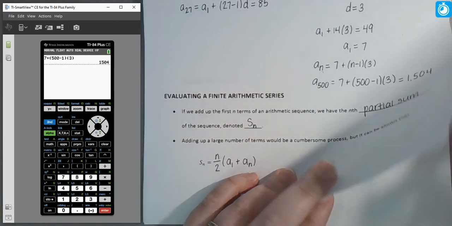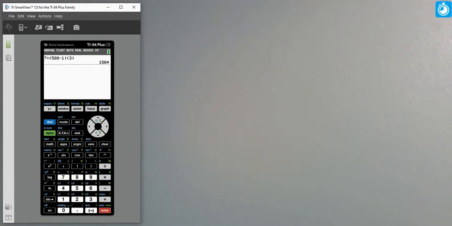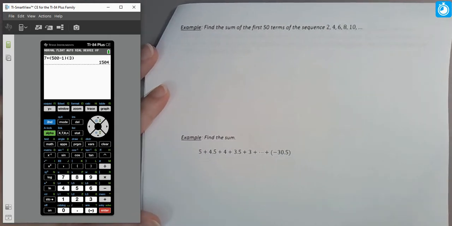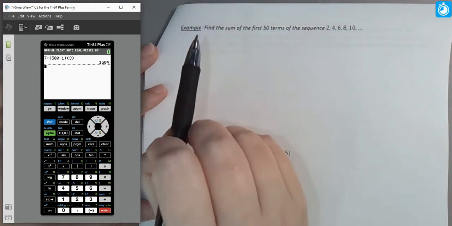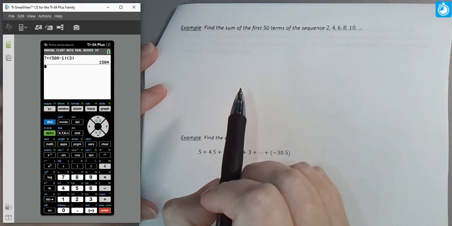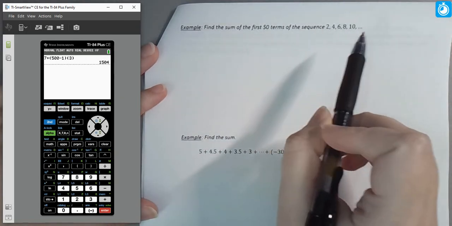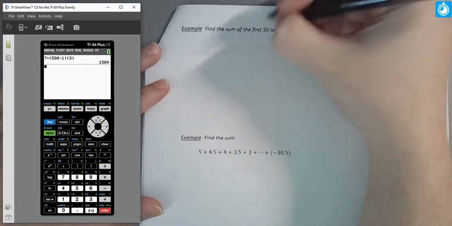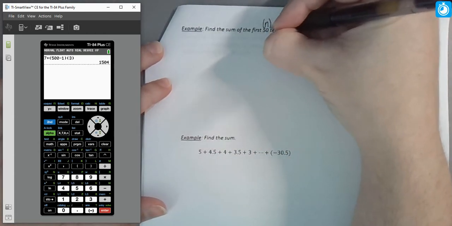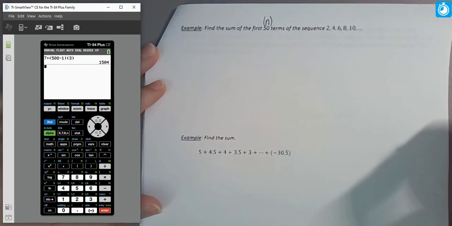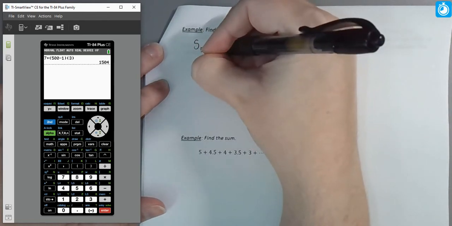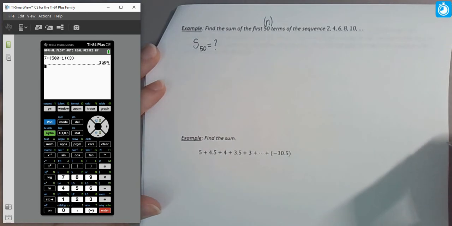So let's try a few examples evaluating these finite series. Again, just given different kinds of information. So first example, we want to find the sum of the first 50 terms of this sequence, 2, 4, 6, 8, 10, and so on and so forth. So in this case, n is going to be 50, and if we want the sum of the first 50 terms, then we are looking for s sub 50. That's what we're trying to determine.